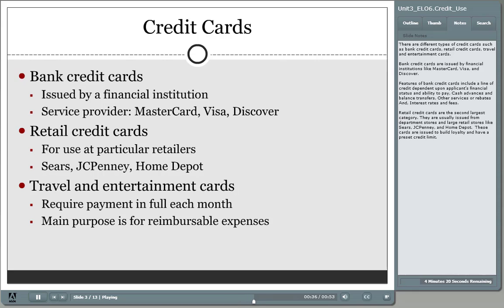Retail credit cards are the second largest category. They are usually issued from department stores and retail stores like Sears, JCPenney, and Home Depot. These cards are issued to build loyalty and have a preset credit limit.